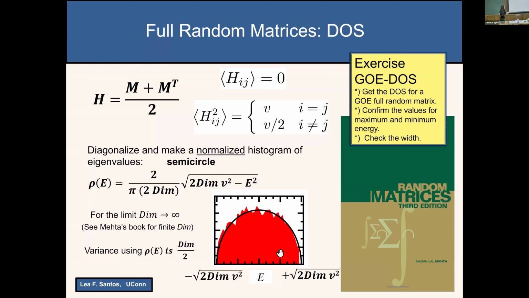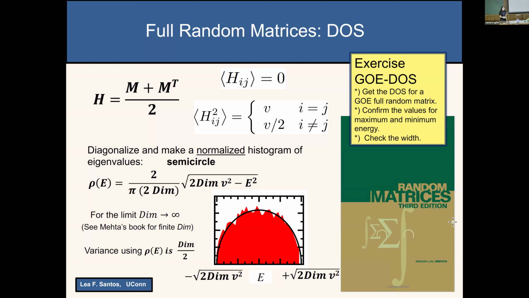Okay, so there you are, my first exercise for you. If you want to do it during this week, do it, so then we can check. I can also give you data that I have and we can compare if you got it. It's just that: check that you really get the semicircle, put this curve there, check these edge values and see that everything matches. An excellent book to study random matrices is Mehta's book. Everything is there.